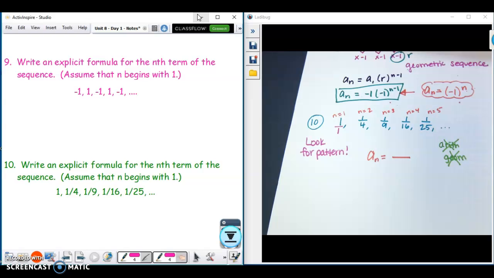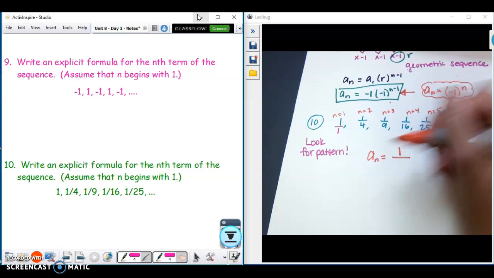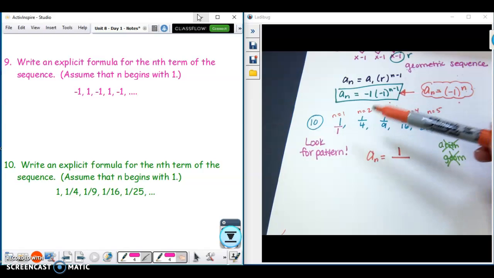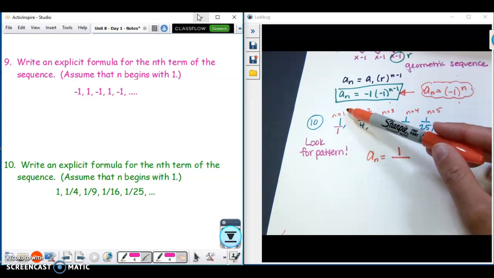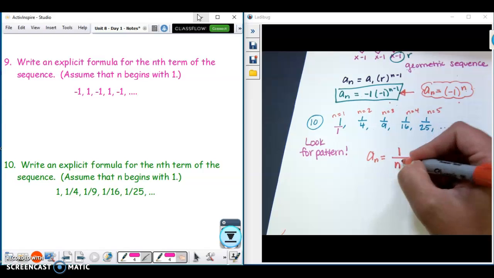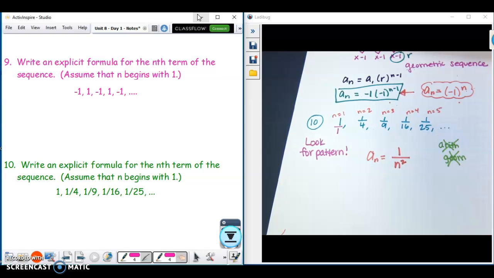You notice they all have a 1 on top. No matter what, they have a 1 on top. So we're going to put the 1 on top here. So we really just have to worry about the denominators. So thinking about how you get from 1 to 1 here, 2 to 4 here, from 3 to 9, 4 to 16. Hopefully you can see that if we were to square these n values, we would end up with the denominators. So this is just going to be the formula 1 over n squared.